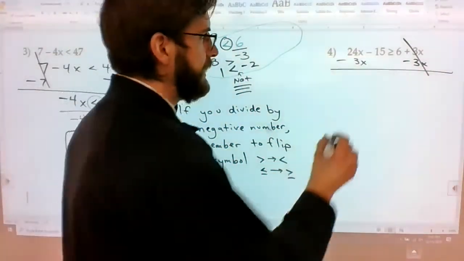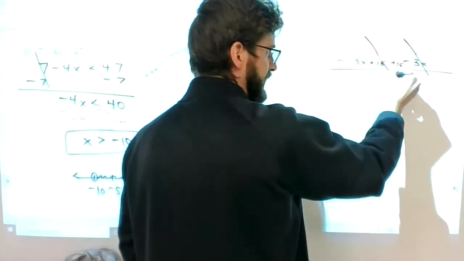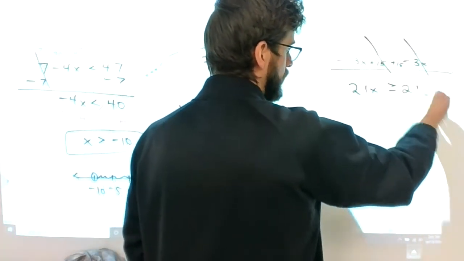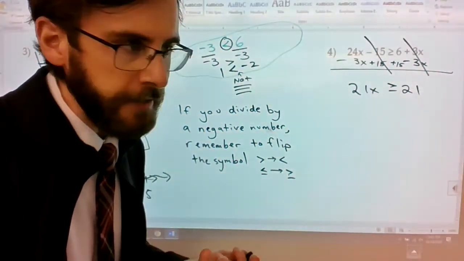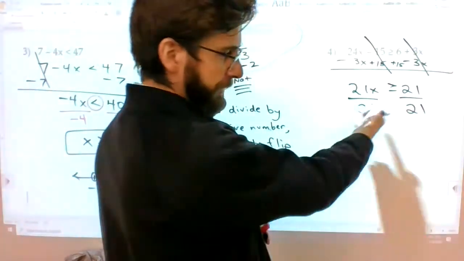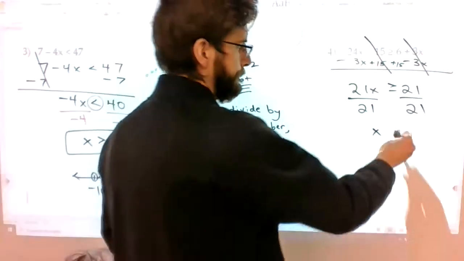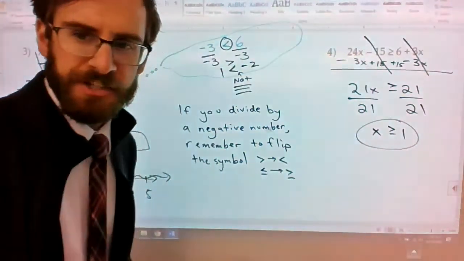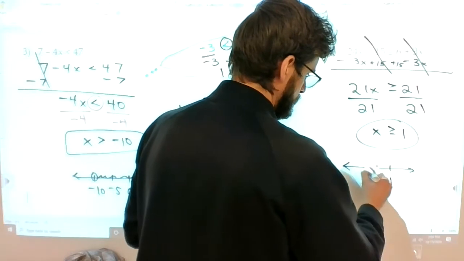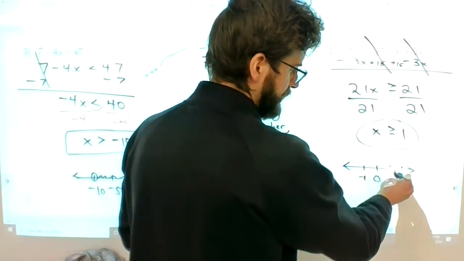And at the same time, I can move the negative 15 to the right. Cancel on the right, cancel on the left. You get 21x is greater than or equal to 21. Notice I didn't flip the symbol because I didn't divide by any negatives. Don't flip the symbol because you didn't divide by a negative. 21 divided by itself is 1. So our solution is x is greater than or equal to 1. Closed circle.